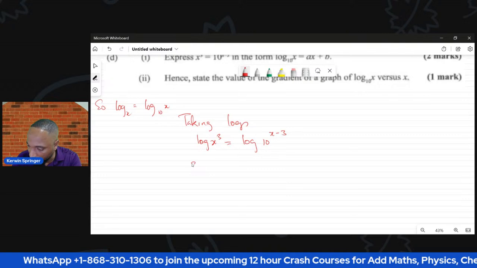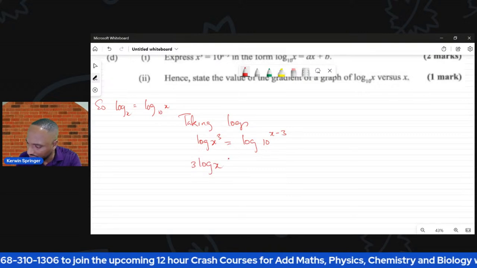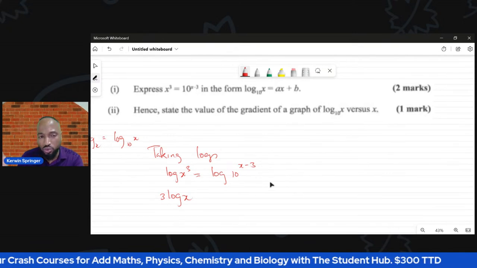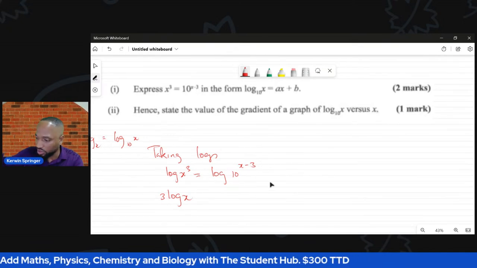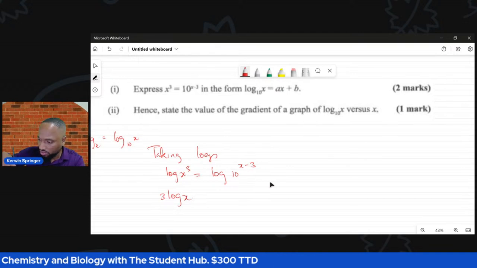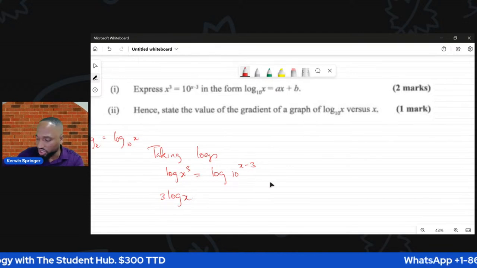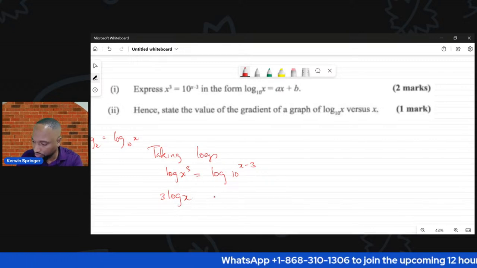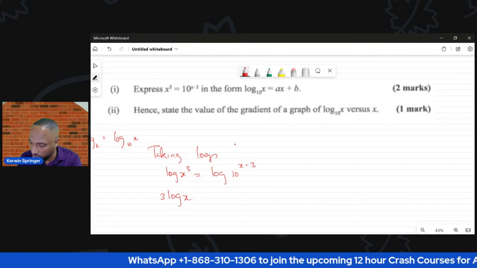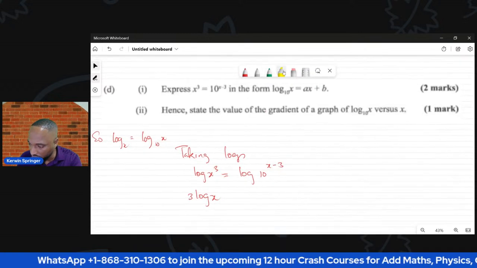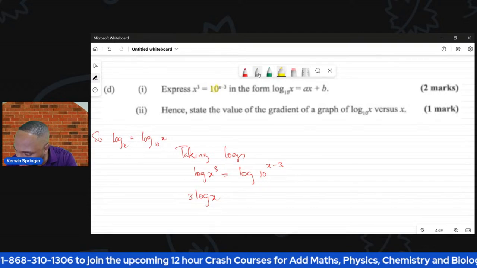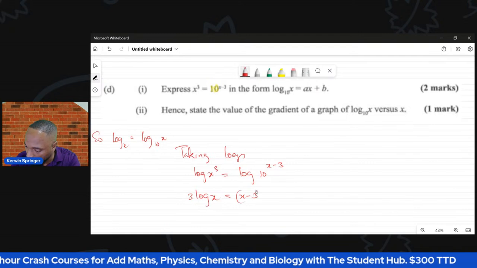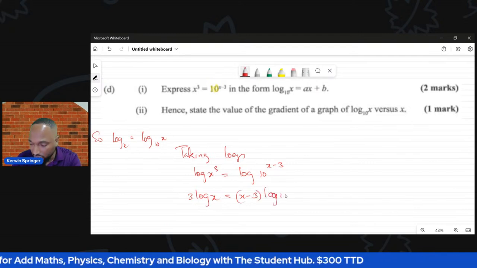Maybe I'll bring this down. 3 log x. What am I trying to get? I'm trying to get 1 log on this side in the form log of ax plus b. So maybe I'll get rid of that 3 in the end. There seems to be a reason why they put a nice little 10 there for me. So there you go. So this is x minus 3 times log 10.